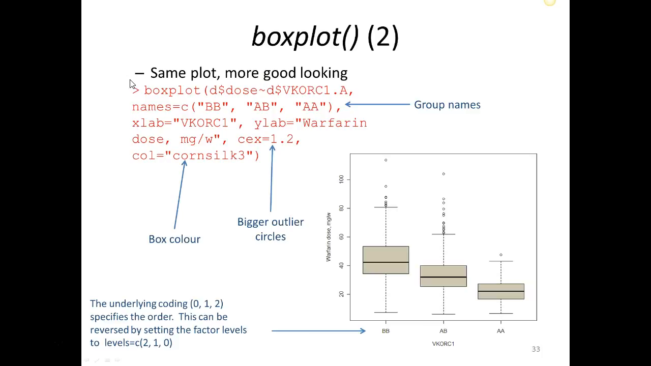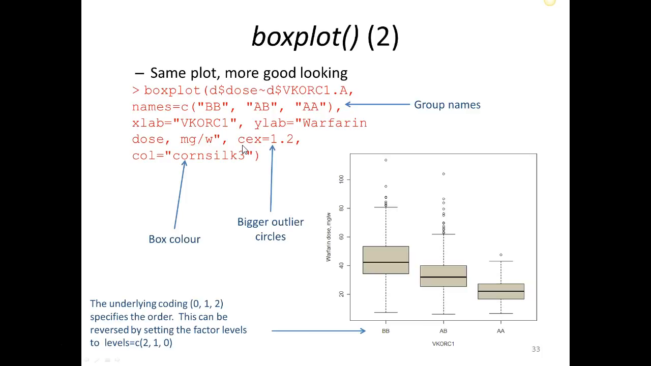So here's the same box plot, and it's g$dose, tilde, g$VKORC1.A. And then we add the group names, which is BB, AB, and AA. And then we have the xlab, the label on the x-axis, which is VKORC1. And then we have the ylab, which is the warfarin dose in milligrams per week.